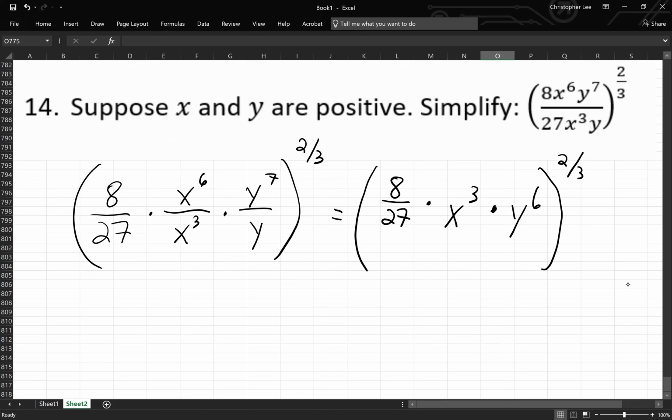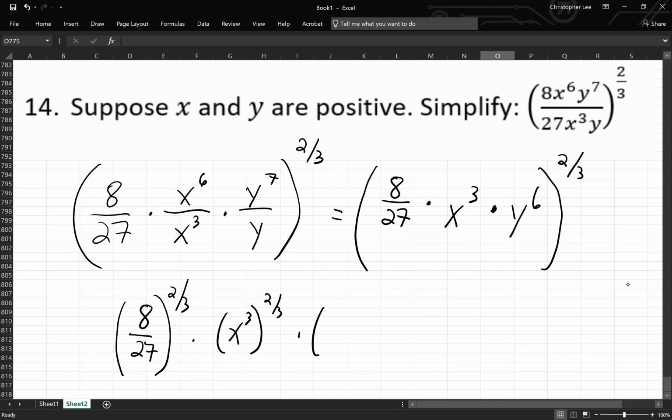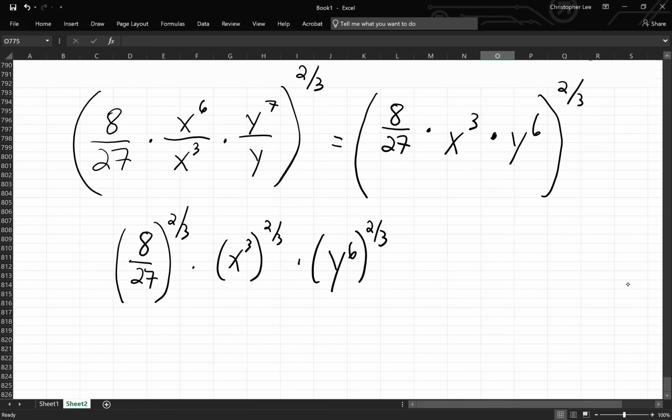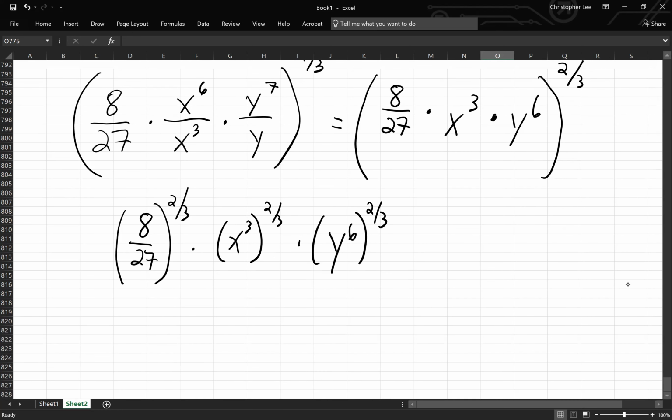Now that I have all that out of the way, I can deal with the 2 over 3 power, right? So individually, everybody, 8 over 27, you're going to get a 2 over 3 power. X cubed, you're going to get a 2 over 3 power. And y to the 6, you're going to get a 2 over 3 power. Just like that. And then we're just going to solve them individually. Nice and simple. You remember for the numbers what's going to happen, right?